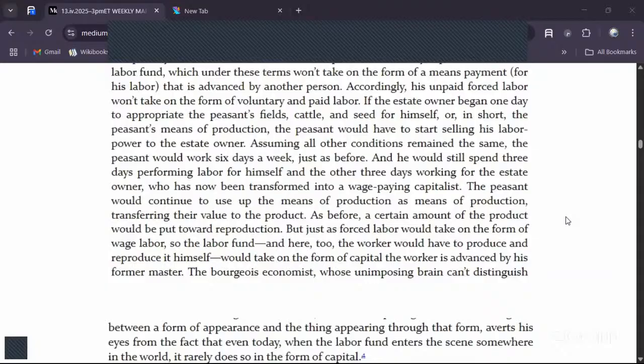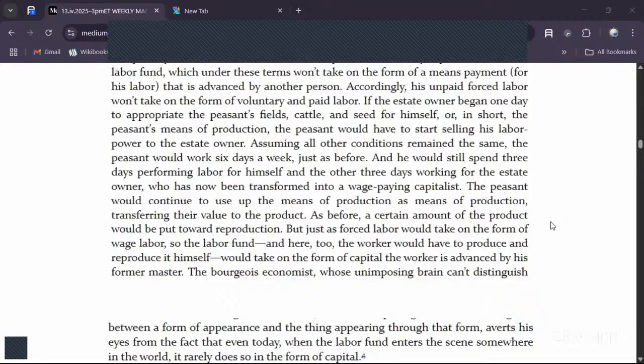The peasant would continue to use up the means of production as the means of production, transferring their value to the product. As before, a certain amount of the product would be put toward reproduction. But just as forced labor would take on the form of wage labor, so the labor fund, and here too, the worker would have to produce and reproduce it himself, would take on the form of capital the worker is advanced by his former master.